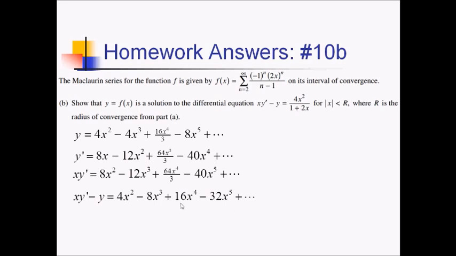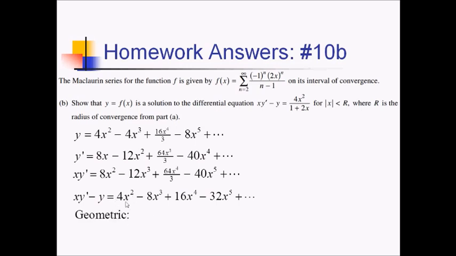Well, let's take a closer look at this. If you look at this for a little bit, you might notice there is a definite pattern here. We've got 4, negative 8, positive 16, negative 32. So we're multiplying by negative 2 each time to get the next term. We're also multiplying by an x to get the next x part of the term. So this is actually a geometric series.